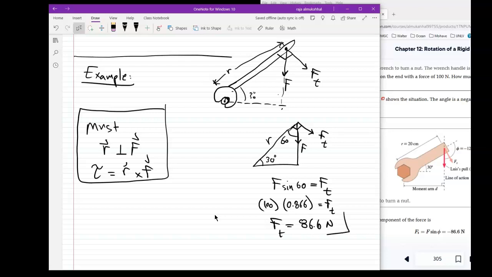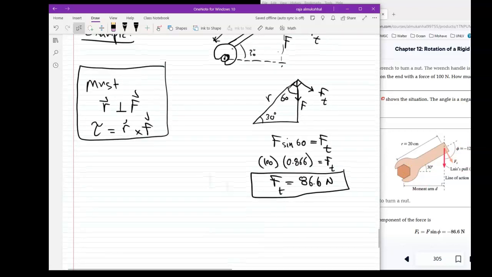Newton. Now, another way of doing it is taking this angle right here, along the line all the way there, and that will be sine of that, okay? Sine 120. You should get the same answer, of course.